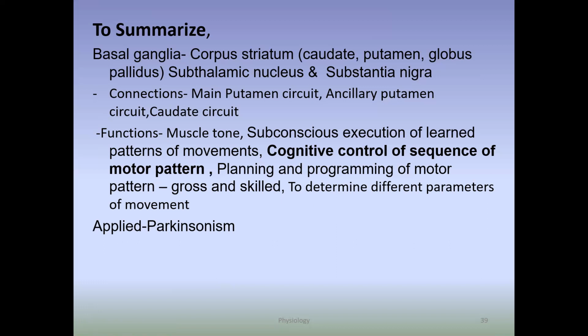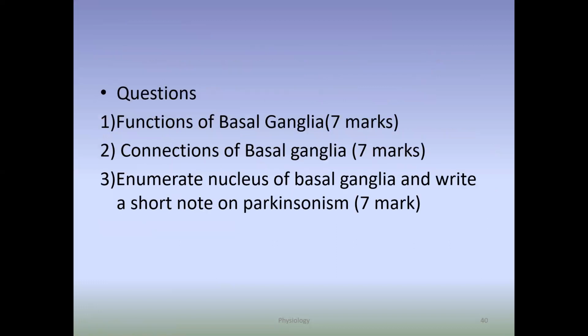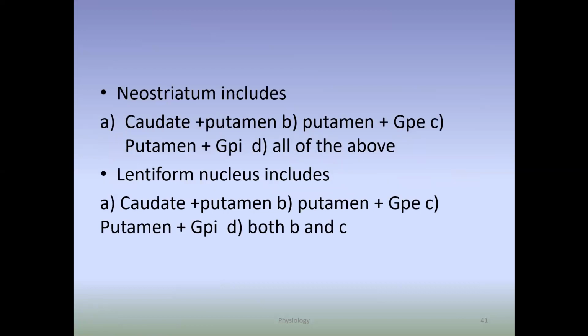Okay, so this is about Parkinsonism. Some questions: functions of basal ganglia, connections of basal ganglia, enumerate the nuclei of basal ganglia, and write a short note on Parkinsonism. Some MCQs: neostriatum includes caudate plus putamen, putamen plus globus pallidus external segment, putamen plus globus pallidus internal segment, or all of the above. Lentiform nucleus includes caudate plus putamen, putamen plus globus pallidus external segment, putamen plus globus pallidus internal segment, or both B and C. So you have to take the appropriate answer.